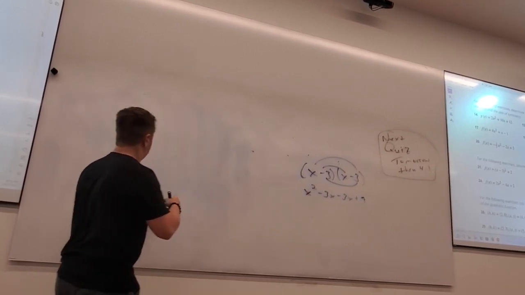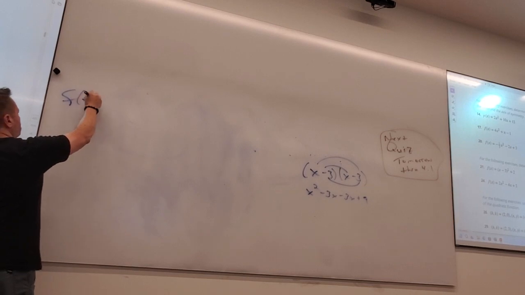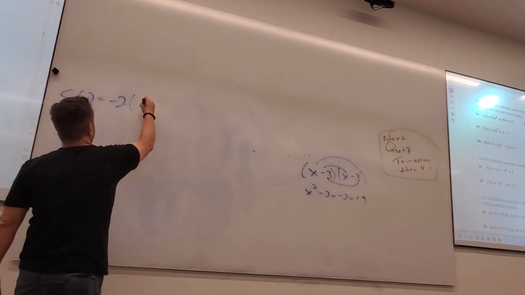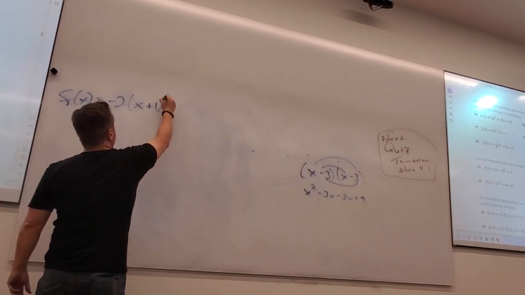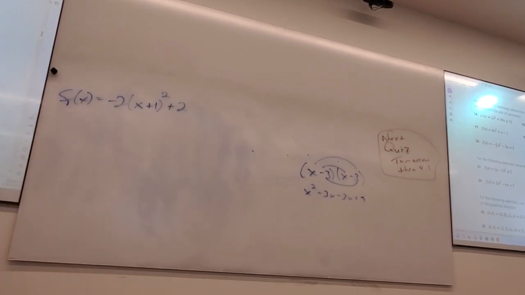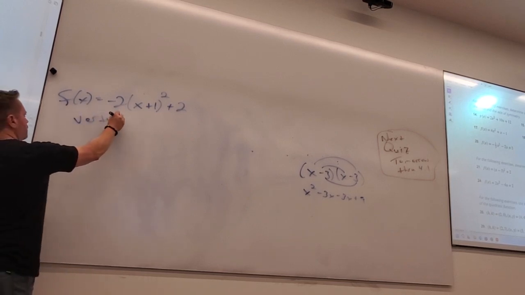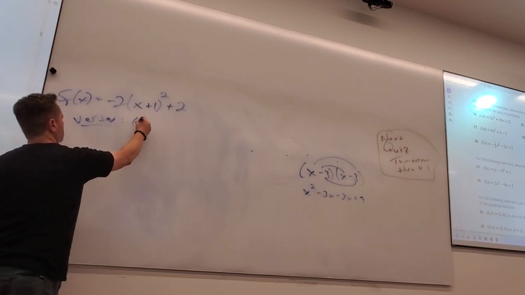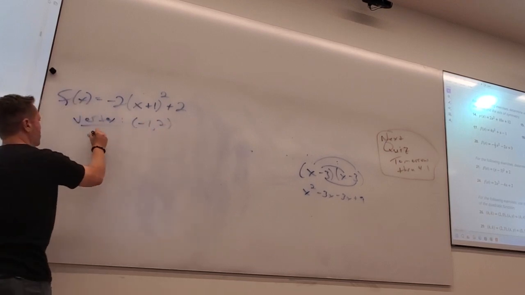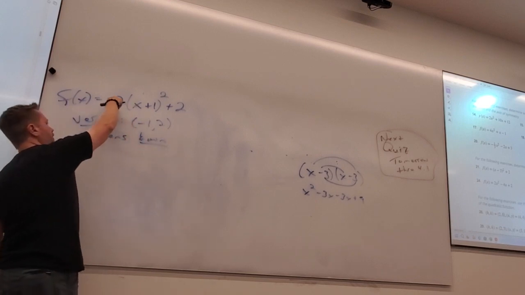Normally the ones I want you to graph, I'm not going to make so gross. I would give you one, you would put it in standard form, and it would come out to be maybe this here. Can anyone tell me what the vertex of this is? Negative 1, 2. Negative 1, 2, kick ass. Does it open up or down? Open down, because of the negative there.